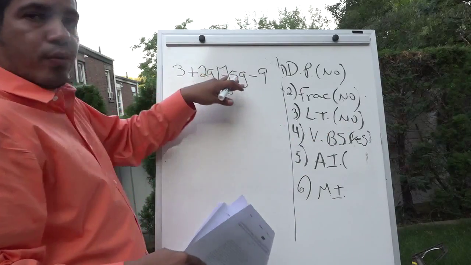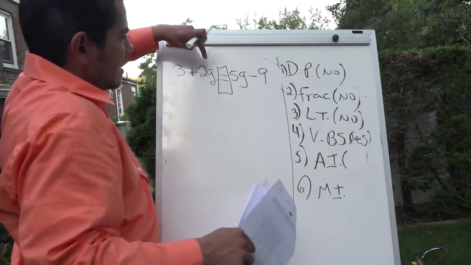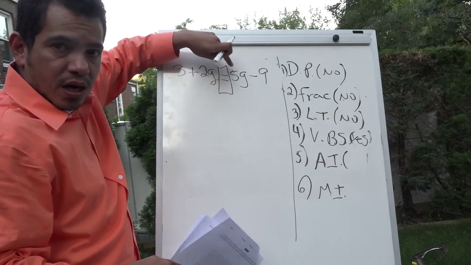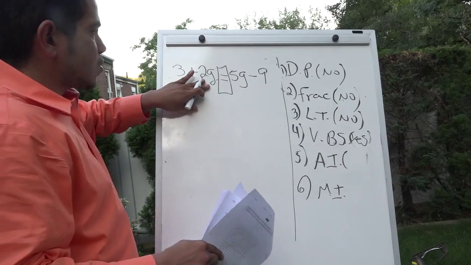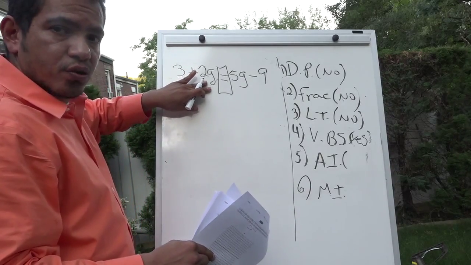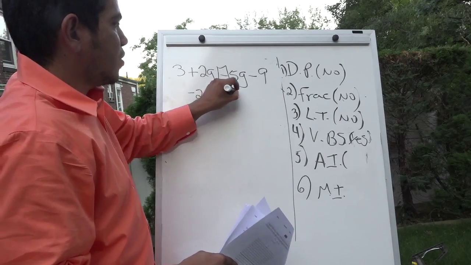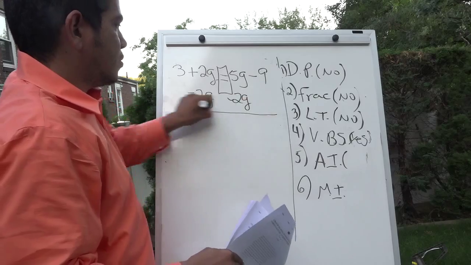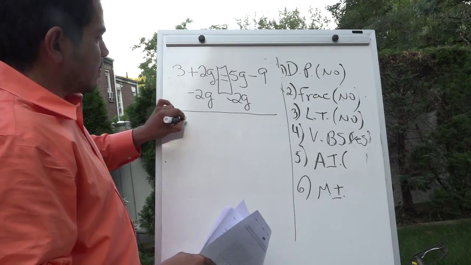Yes, I have variables on both sides. What to do when you have variables on both sides? Get rid of the lesser one. All right? So in this case, 2g is the lesser one, so I'm going to use the additive inverse of 2g, which in this case would be negative 2g, and what you do to one side, you do to the other. See that? Okay, so bring down the 3.